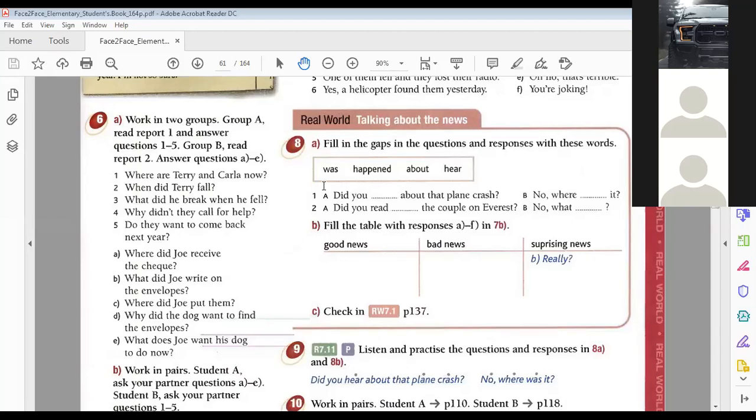Where are Terry and Carla now? They are in the hospital. All right. Okay. And number two, Kilani?